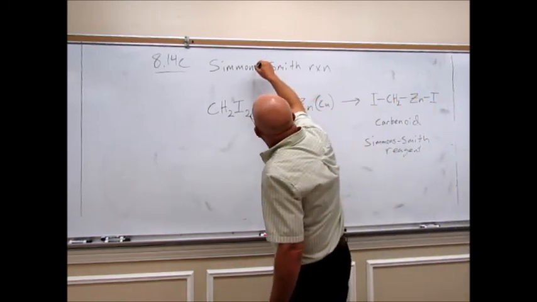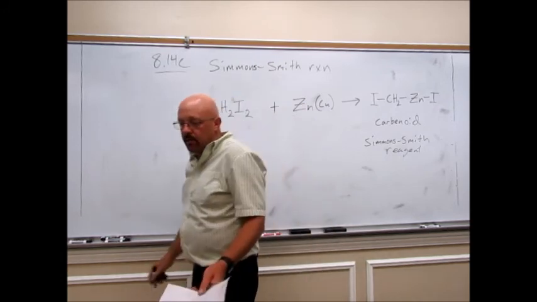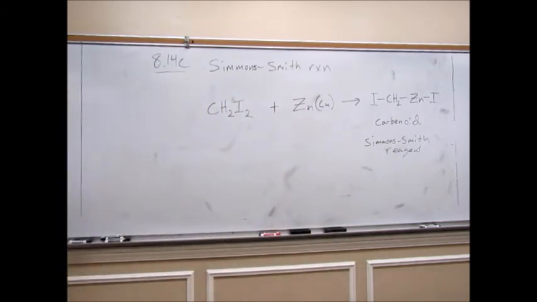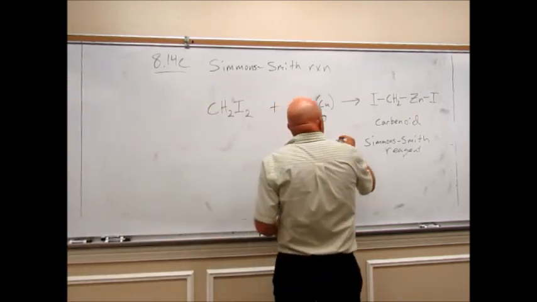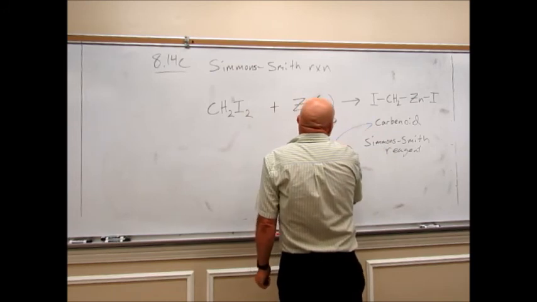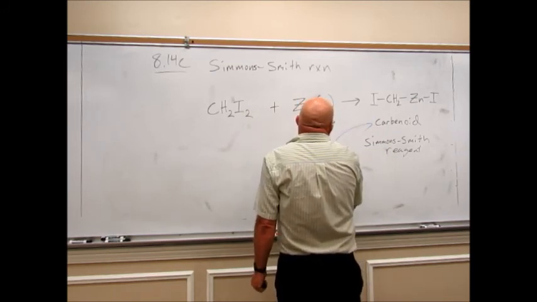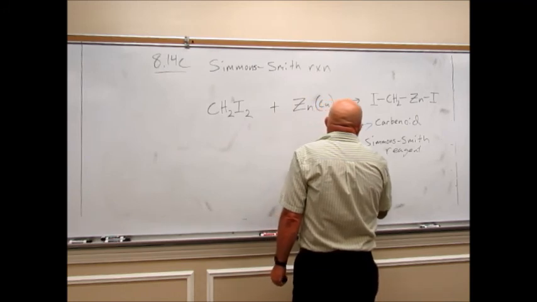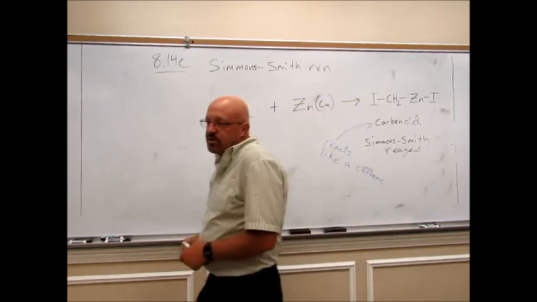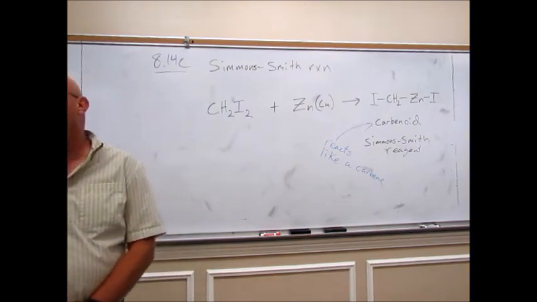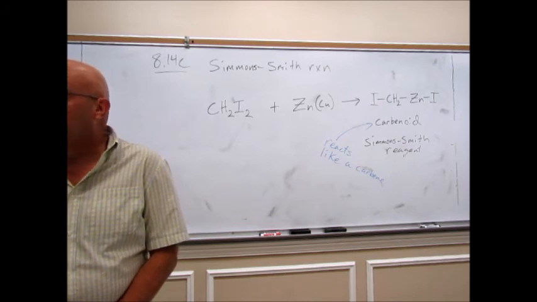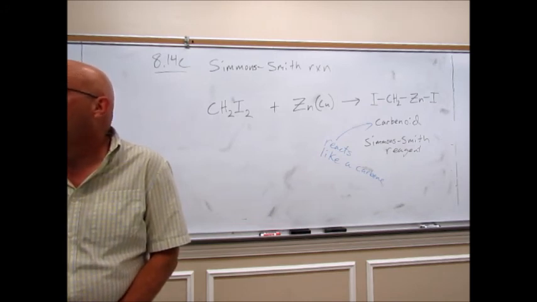I left an S off up here. It's Simmons, not Simmon. This is the Simmons-Smith reagent. It's called a carbenoid. A carbenoid is something that reacts like a carbene, but it's not a carbene. This is much more stable than a carbene. You can actually make this carbenoid and put it in a bottle and keep it for a while. It will last for a little while.